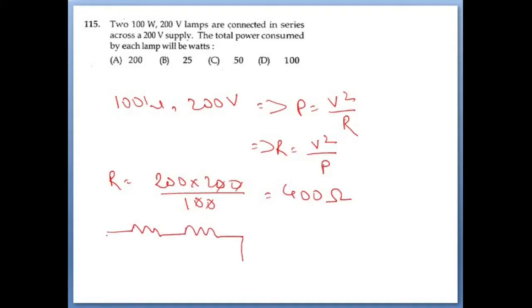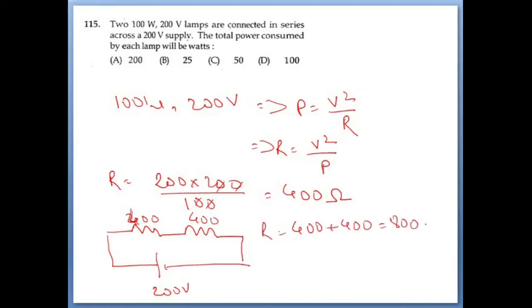Now these two resistors are connected in series. This is 400 ohm. This is also 400 ohm. And the supply voltage is 200 volt. What will be the total resistance? 400 plus 400, because these two are in series, 800 ohm. What will be the current? I is equal to V by R, 200 by 800, 1 by 4 ampere.